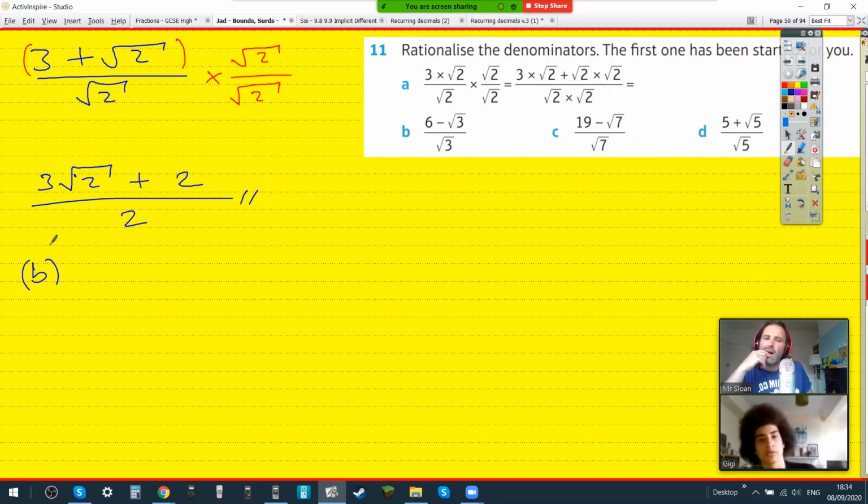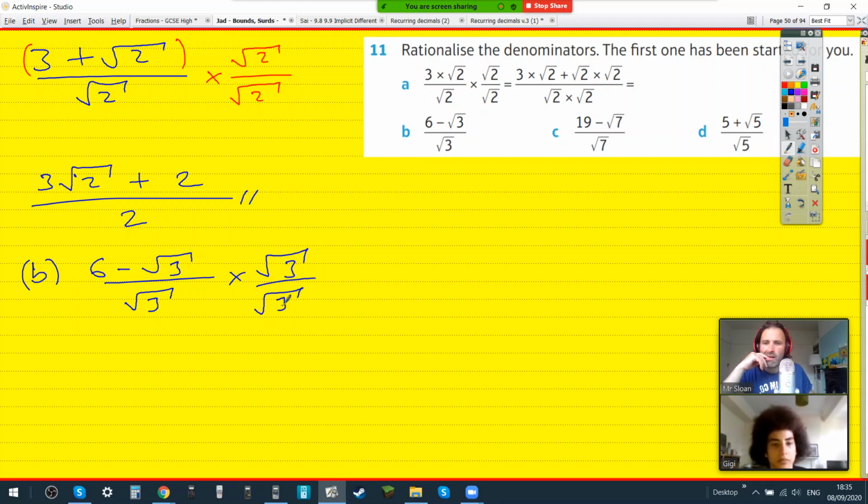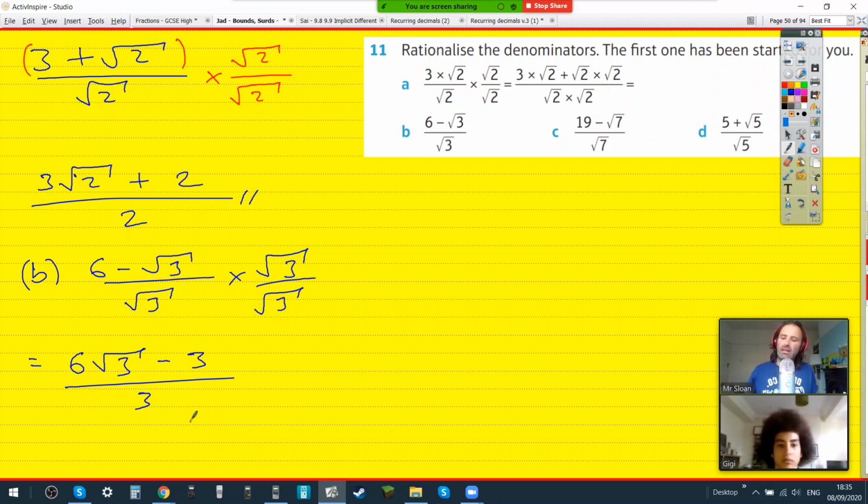B. 6 minus root 3 over 3 would be, they'll both be times by root 3. Yeah. So it'll be 6 root 3 minus 3 over 3. Yeah. You can simplify it. Any idea how?